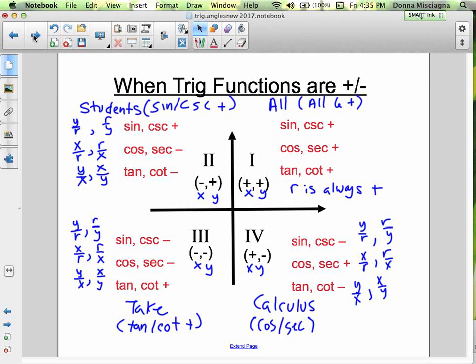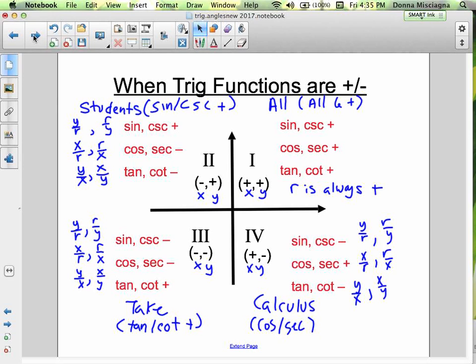If we go to the second quadrant, notice that the sine and cosecant are the only positive ones, because that uses r, which is positive, and y, which is positive. Anybody that's got an x in it is negative. So those are our 2 positive ones. And notice that sine, the principal one, starts with S. So we have all students.